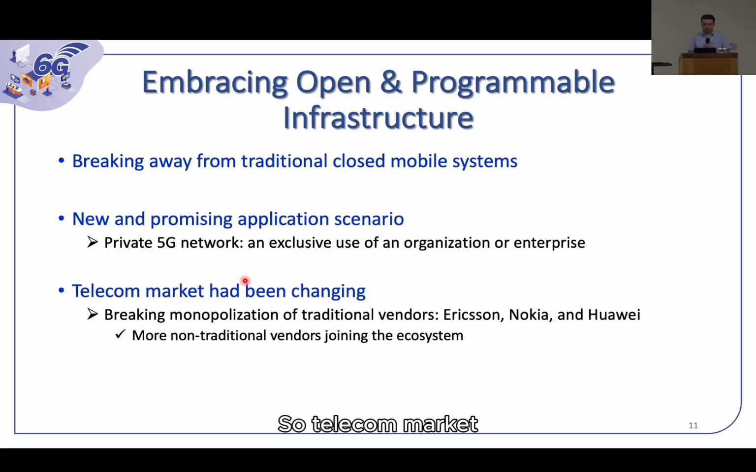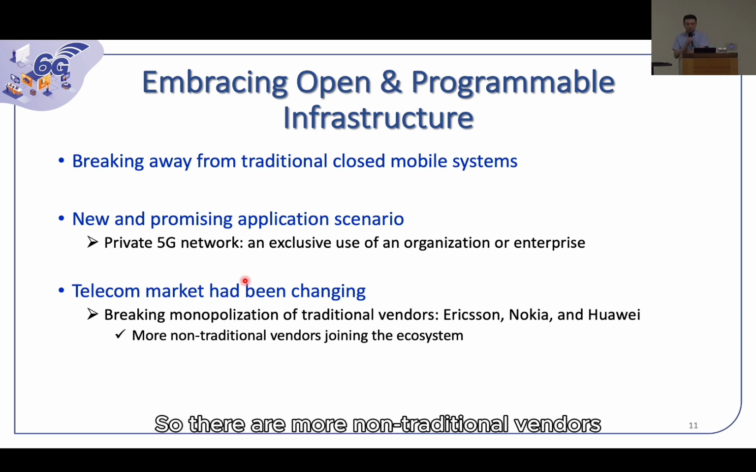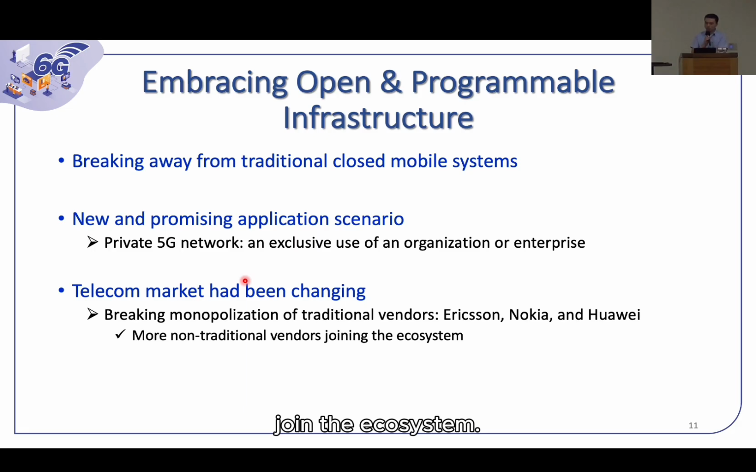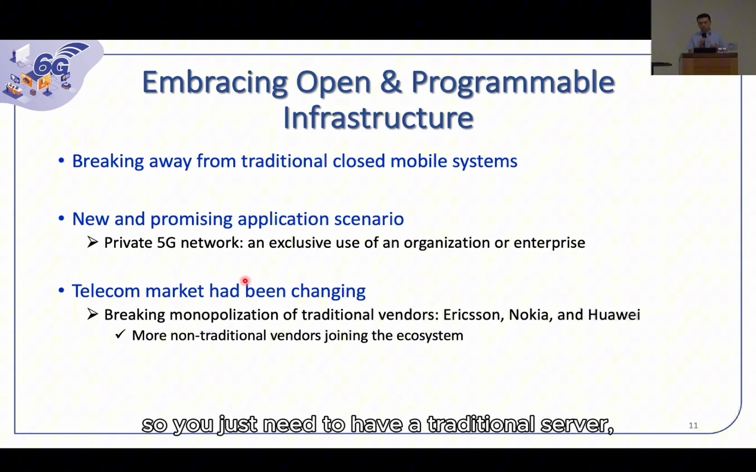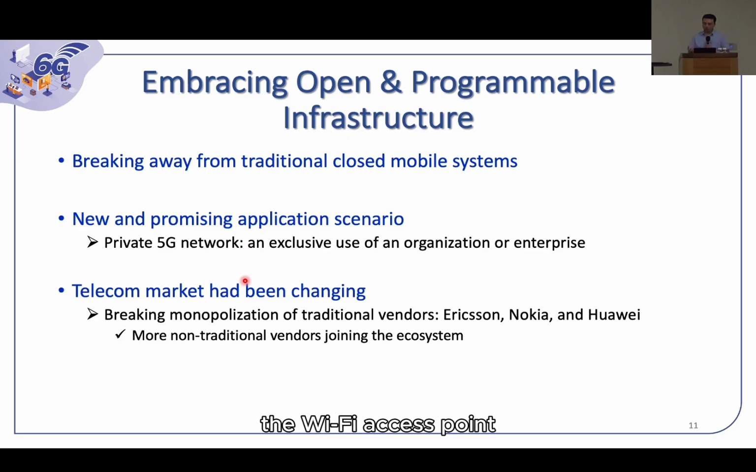So the telecom market has been changing due to this kind of private 5G network scenario. It breaks the monopolization of traditional vendors, for example Ericsson, Nokia, and Huawei. So there are more non-traditional vendors joining the ecosystem, because the 5G network is cloud native. You just need to have a traditional server, then deploy some virtualization platform, and actually you can build a 5G core network. And you can also buy Wi-Fi access points using non-3GPP protocols, so that the smart factory can be deployed with the support of the private 5G network.